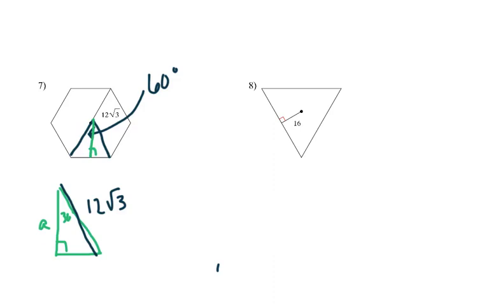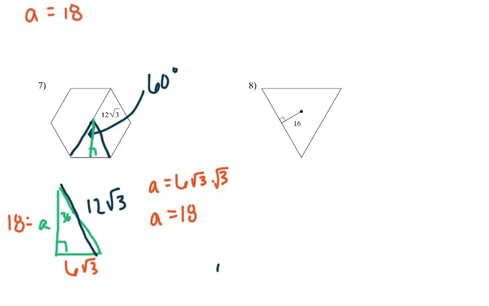So now we have a 30, 60, 90 triangle, and we're going to solve for the missing sides to get the apothem. So to go from the hypotenuse to the short leg, you divide by 2. So 12 root 3 cut in half is 6 root 3. To go from the short leg to the long leg, multiply by root 3. So 6 root 3 times root 3 is 6 times 3, which is 18. So we're going to use the apothem, which is 18.